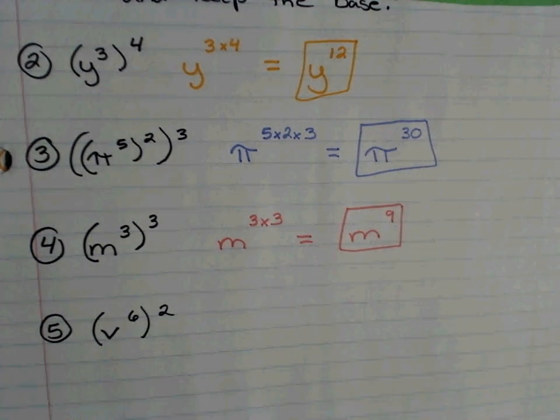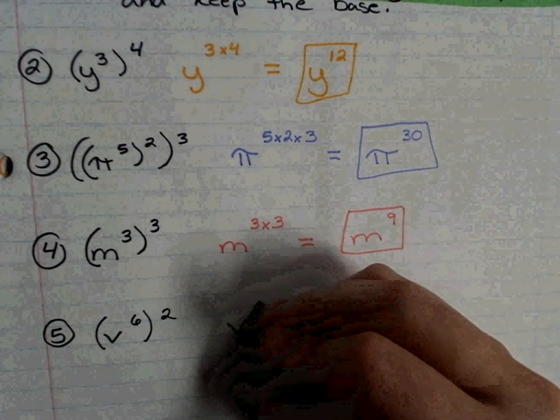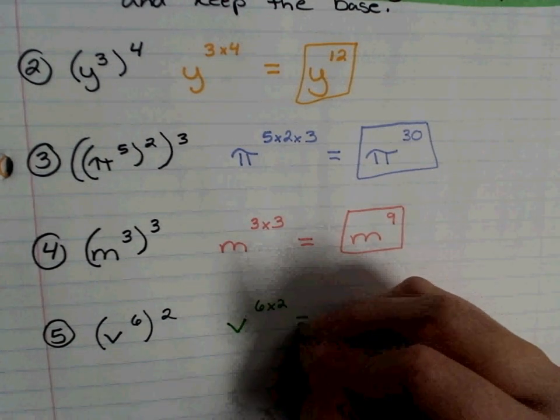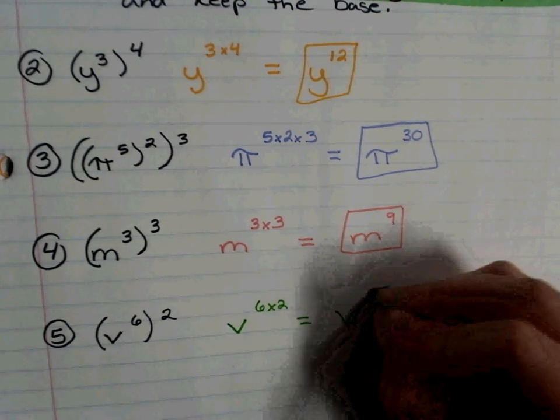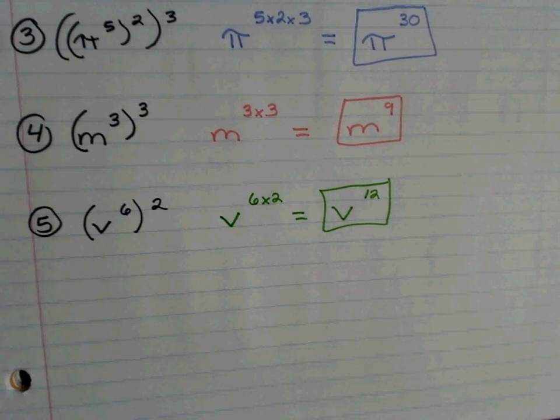Okay, and then for problem number 5, Akshaya, v to the 12th power. So you keep the v just as it is, and you multiply the 6 times the 2, and that's going to give you v to the 12th power. Okay, so that's the easy part. Now let me go ahead and get into the stuff that's a little bit more difficult.